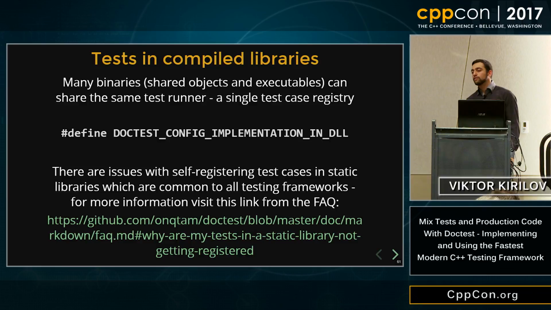Using it, you can define the test runner and implement it in only a single binary. It can export all the symbols, and all other binaries can link to it, so only a single test registry lives in your application. So that's about shared objects and DLLs. In the case of static libraries, there are issues with self-registering test cases. And these issues are common to all testing libraries and benchmarking frameworks which register code automatically. There are ways to combat that, and you can read more about it in the FAQ of the documentation.